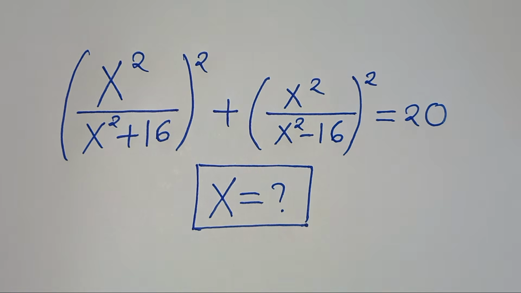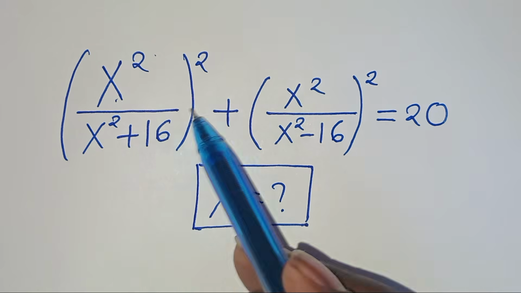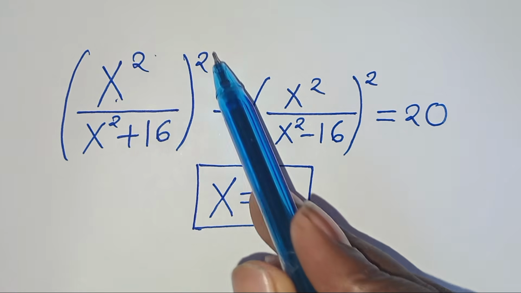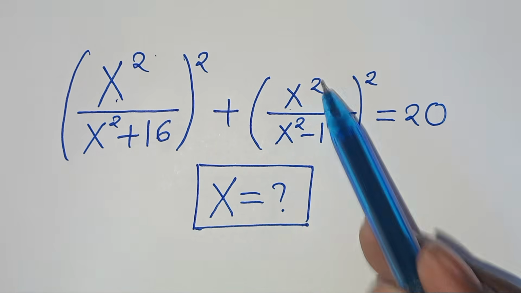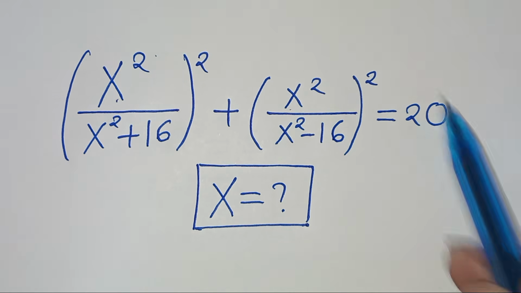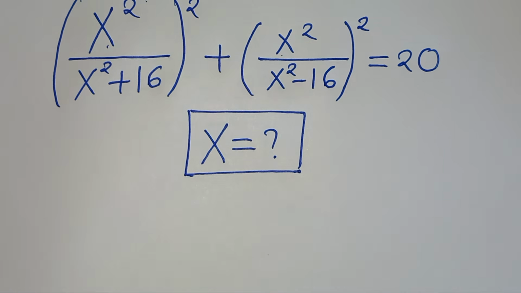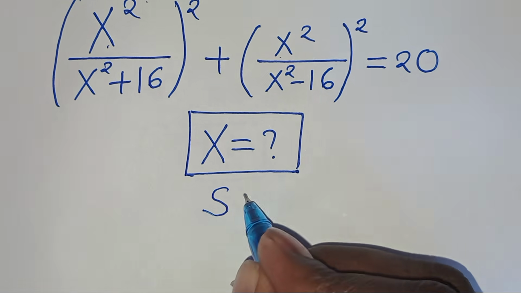You're welcome to solve this nice algebra problem, which is x squared divided by x squared plus 16, raised to the power of 2, plus x squared over x squared minus 16, raised to the power of 2. This is equal to 20. So what are the values of x? Let's provide a solution from here.